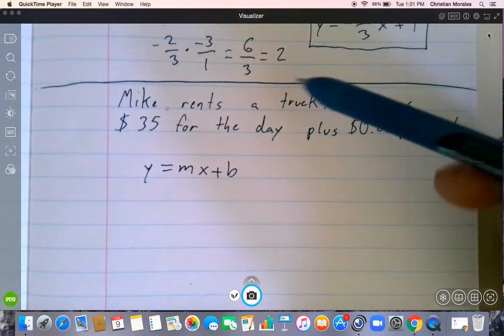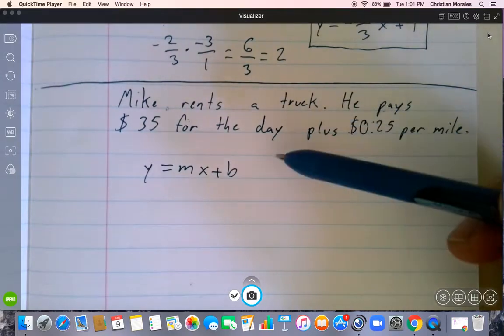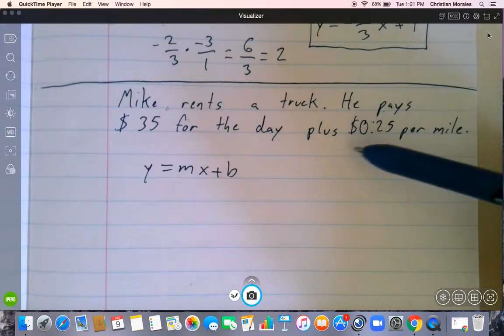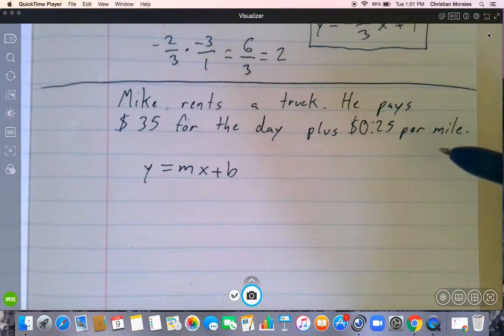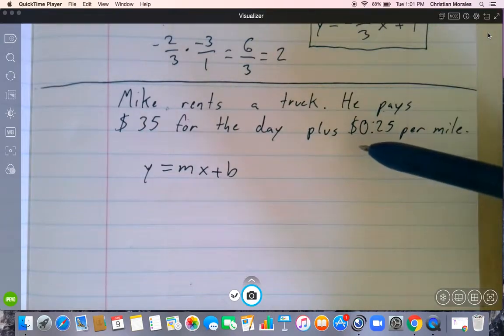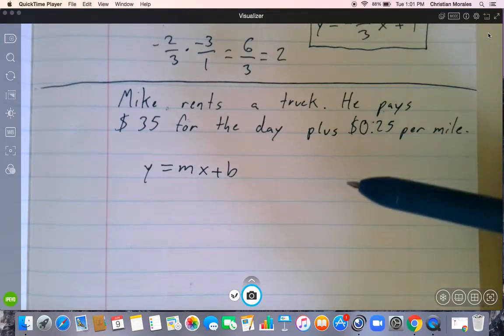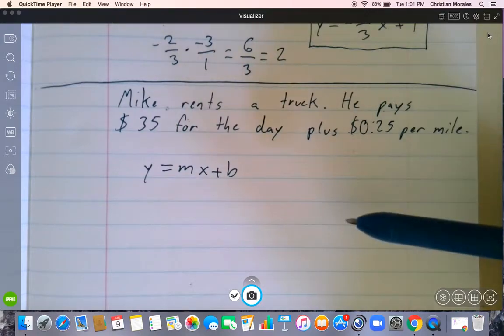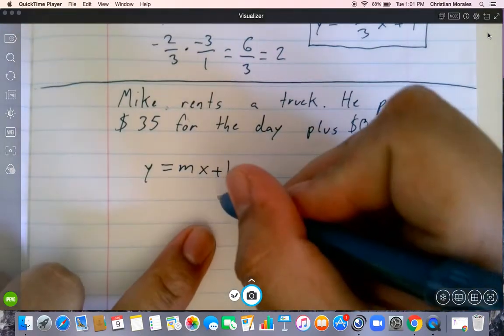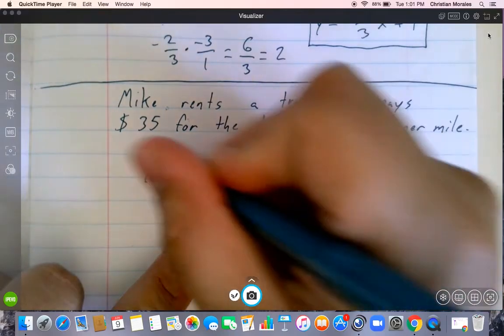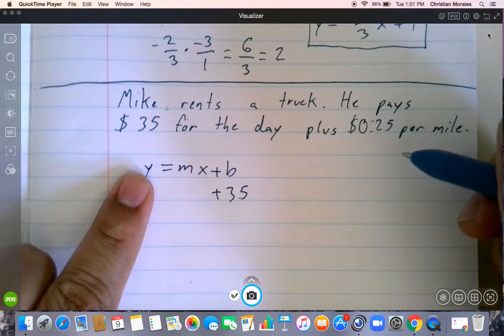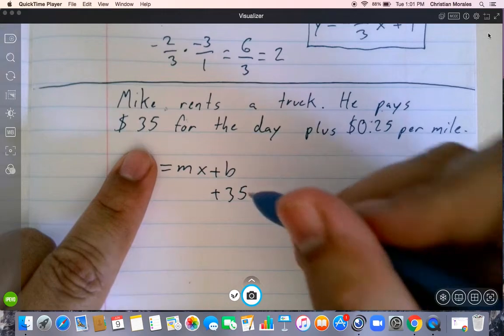Now in this case, Mike rents a truck. He pays $35 for the day plus 25 cents per mile. So you have to think of this logically. What would be the starting price? What is the starting price for this? $35 a day. So this would be your b, because it's not going to change. You're going to pay $35 up front.